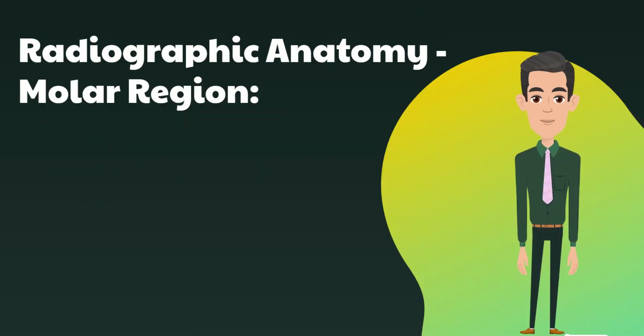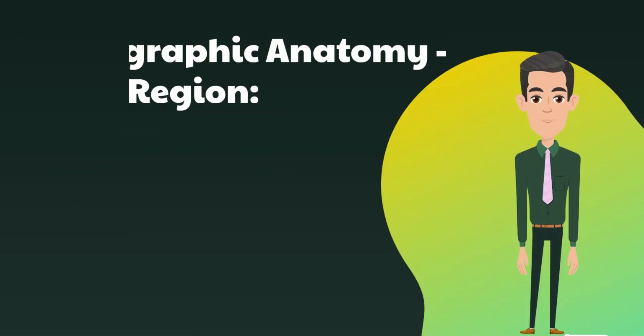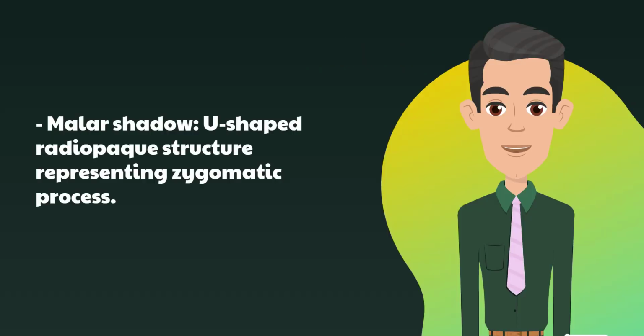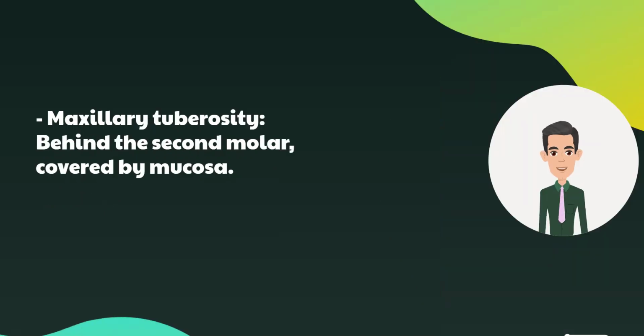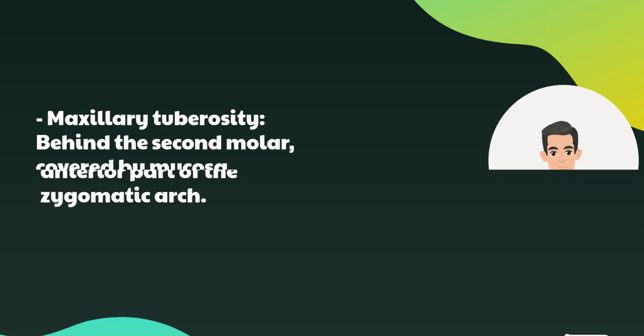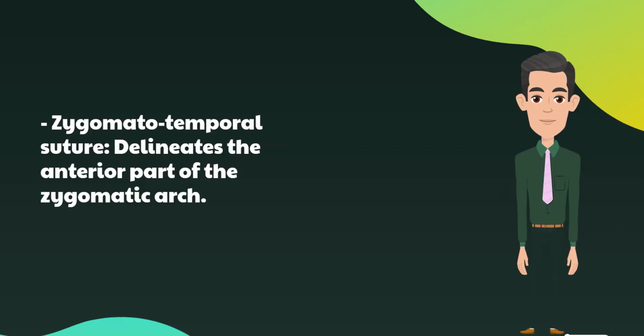Radiographic anatomy, molar region. Malar shadow, U-shaped radiopaque structure representing zygomatic process. Maxillary tuberosity, behind the second molar, covered by mucosa. Zygomaticotemporal suture, delineates the anterior part of the zygomatic arch.